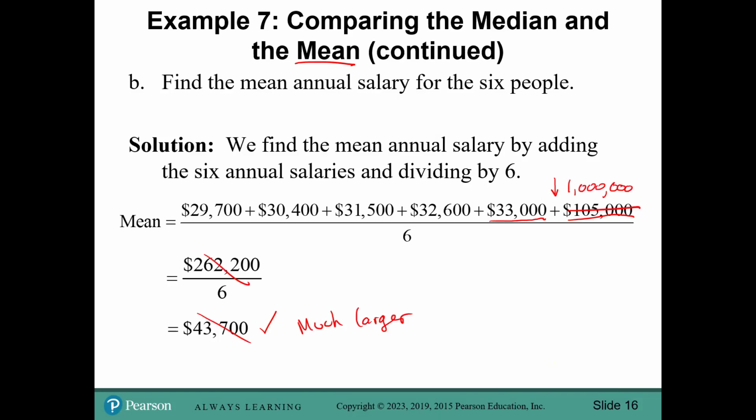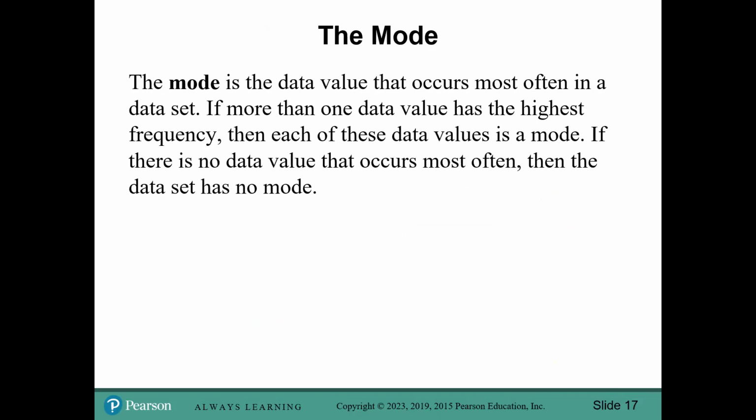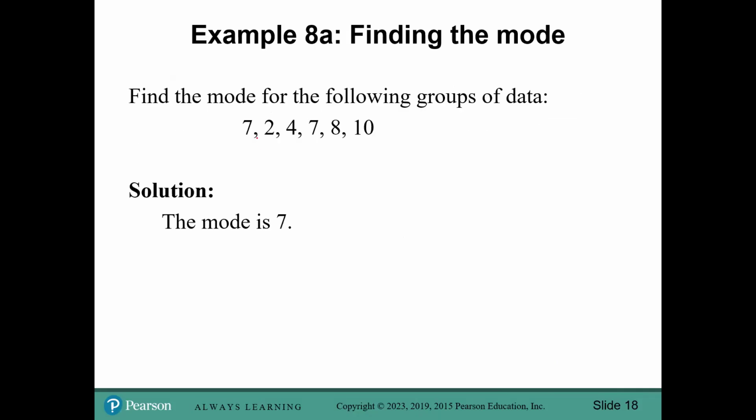The last one that we would talk about as far as central tendency and averages is the mode. The mode is the data value that occurs most often in a data set. If more than one data value has that highest frequency, each of these is a mode, which means you could be bimodal or trimodal. If there is no data value that occurs most often, then there is no mode. So an example here, I have this data: 7, 2, 4, 7, 8, 10. The 7 appears twice, which is more than anything else. So my mode is 7.